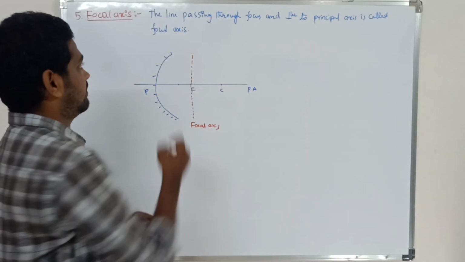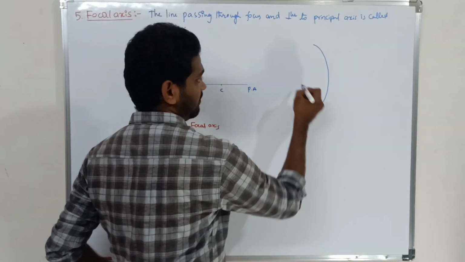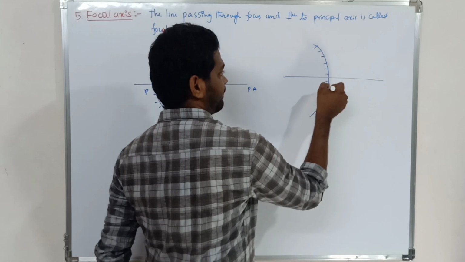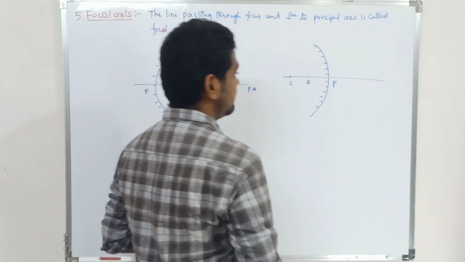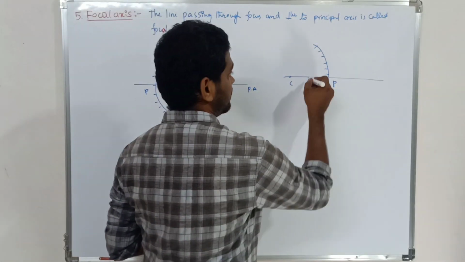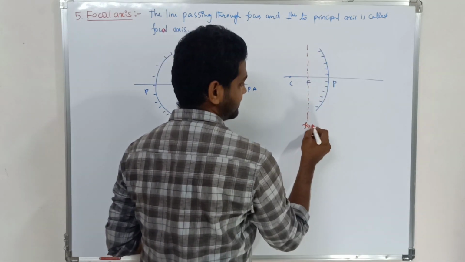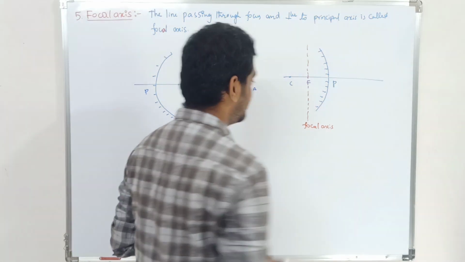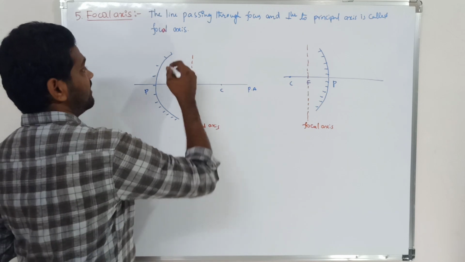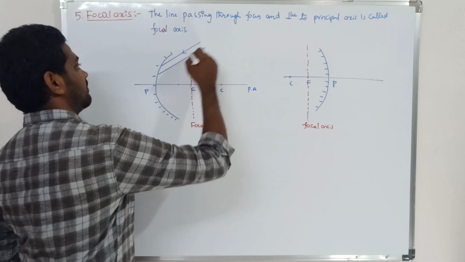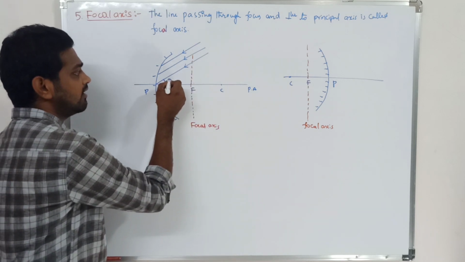Clear? Focal axis. Coming to the convex surface, here I will take the pole, focus and center of curvature. The line passing through the focus and perpendicular to the principal axis, that we consider as the focal axis. Clear, children? Suppose I take the incident ray falling like this, and let us consider the incident ray is making a certain angle theta with the pole.